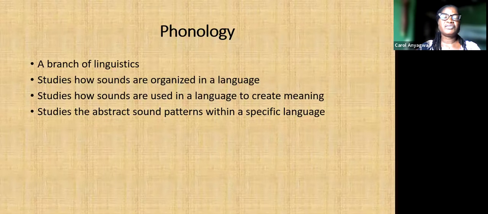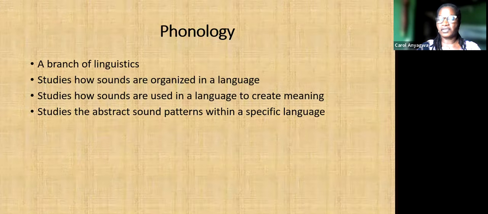In another video, we've talked about the phoneme, which is an abstract sound, a significant sound unit of a language. These phonemes are the concern of phonology because phonemes vary from language to language. Ensure to watch that video so that you can also get the details on that topic of the phoneme.